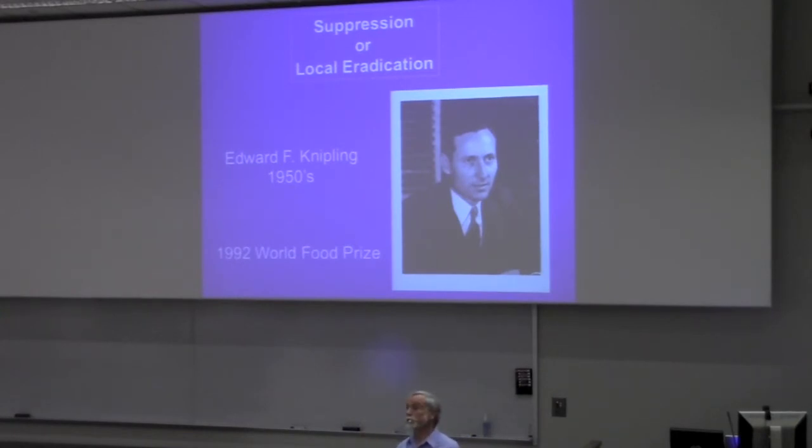Genetic engineering is one of these things, but this is not something brand new. This is actually an old concept, an old approach. And this is a picture of Edward Knipling many years ago in the 50s when he really brought this to the fore, the use of radiation to sterilize insects, the sterile insect technique. This was the forerunner to what we're dealing with right now. For this work, he won the 1992 World Food Prize. I'm going to go through some of the history to bring us to where we are today.